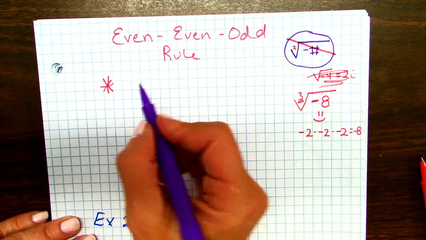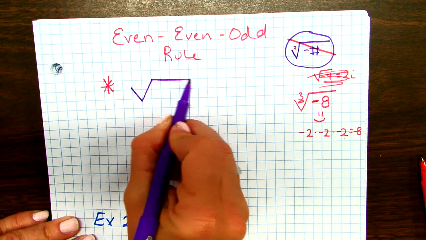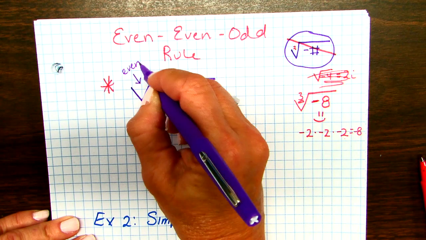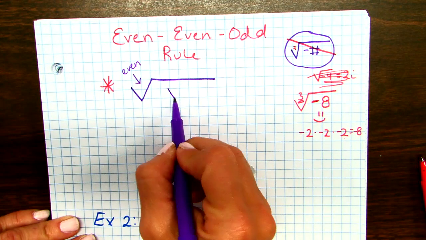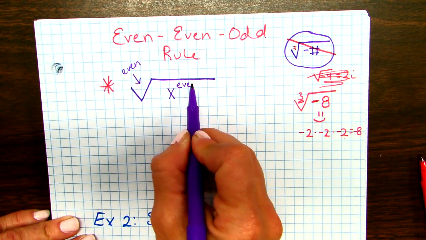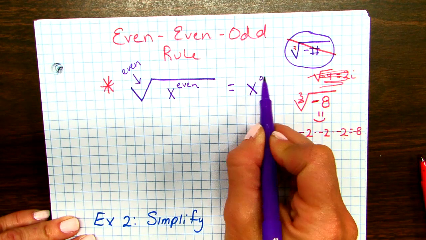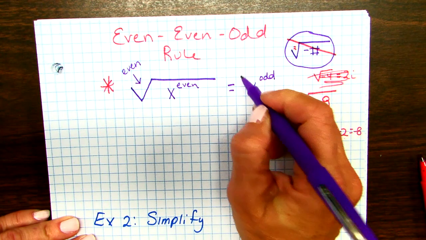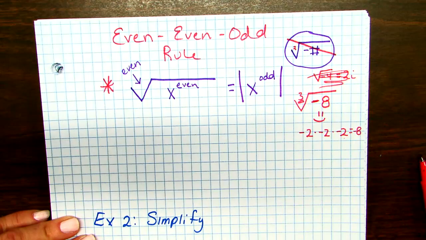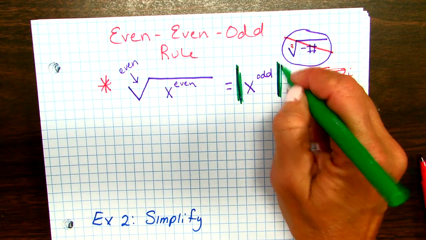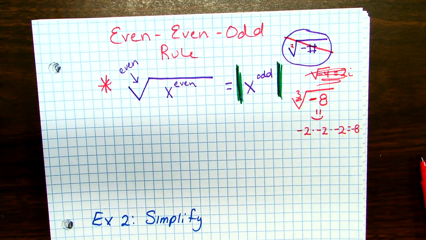So let's draw our radical again. Anytime you have an even number here, an even exponent, so even, and you get an odd exponent answer. Now, it sounded really complicated. Write it down for me. Whenever that happens, you have to put absolute value symbols around that portion of your answer.